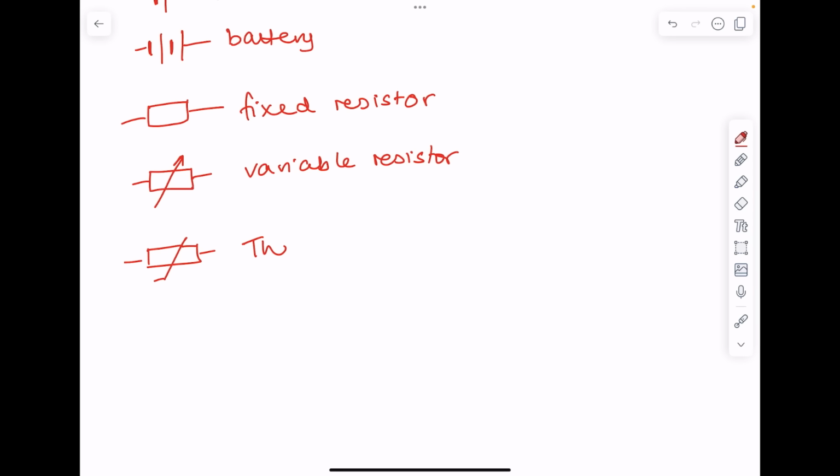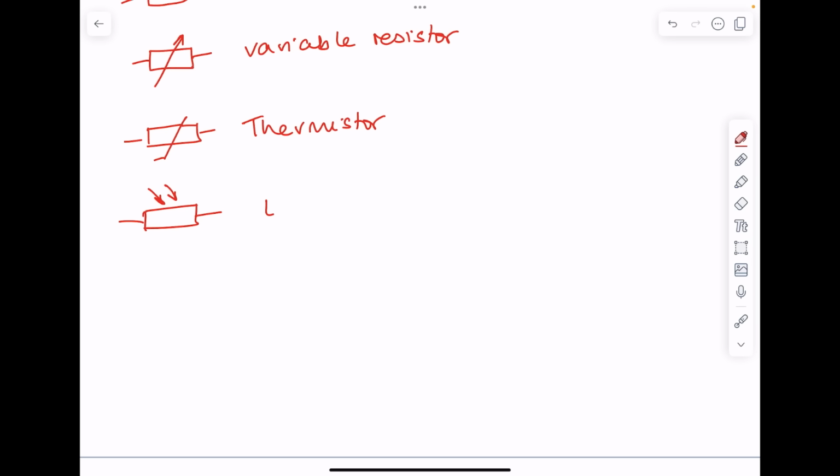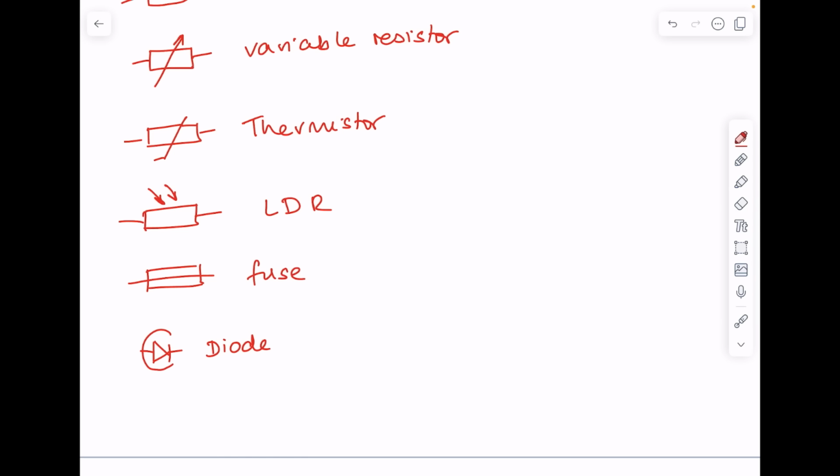This is a thermistor, a temperature-dependent resistor. This is a light-dependent resistor known as an LDR. Here's your fuse, not to be confused with the resistors, which acts as a safety device. It melts when the current's too high, preventing fires. This is a diode, which allows current to flow in one direction only. If there's two arrows pointing away from the diode, it means it's a light emitting diode.